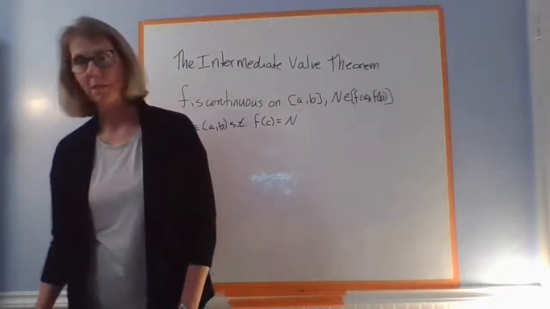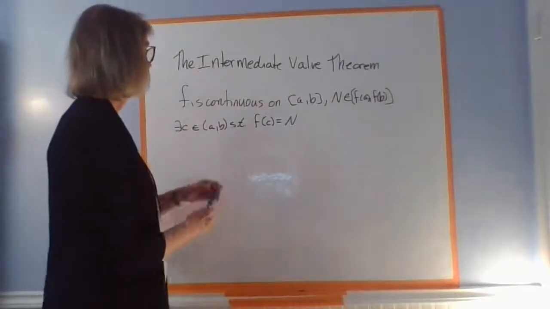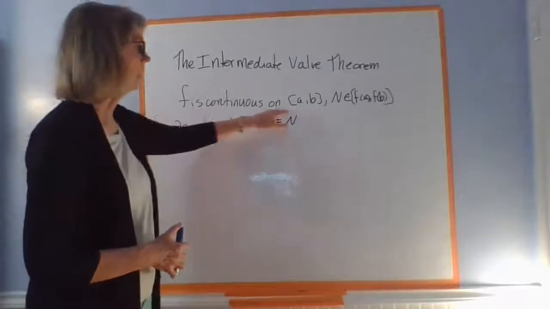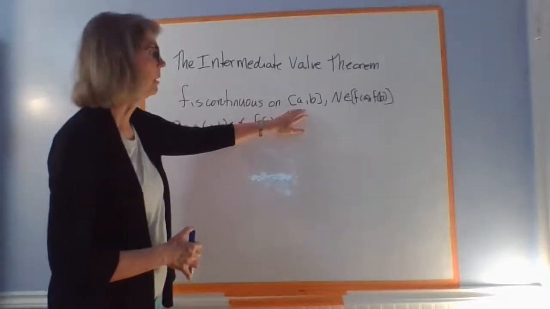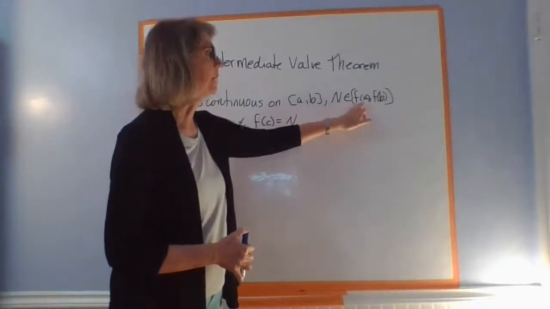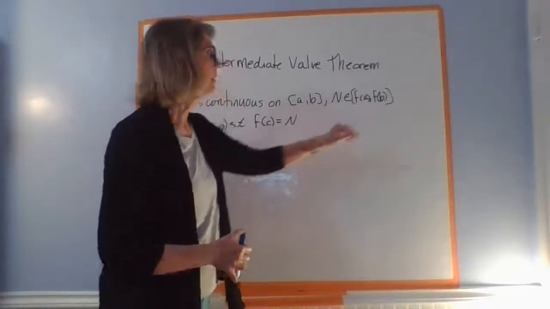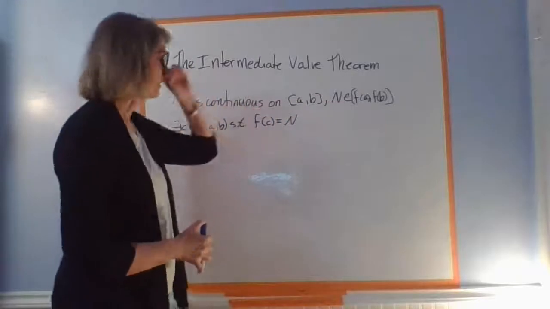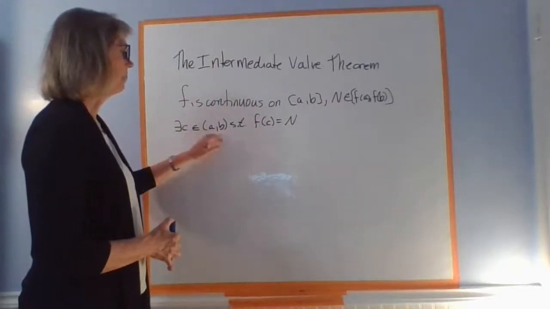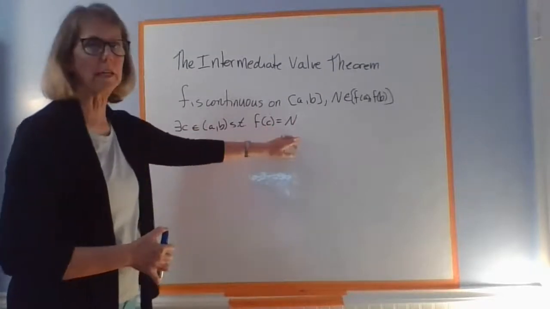Here is a statement of the intermediate value theorem. We have a function f. It must be continuous on a closed interval, we'll call that [a, b]. And then we have a value n that lives somewhere between f of a and f of b. If these two conditions are met, then there exists a c that lives between a and b such that f of c is equal to n.